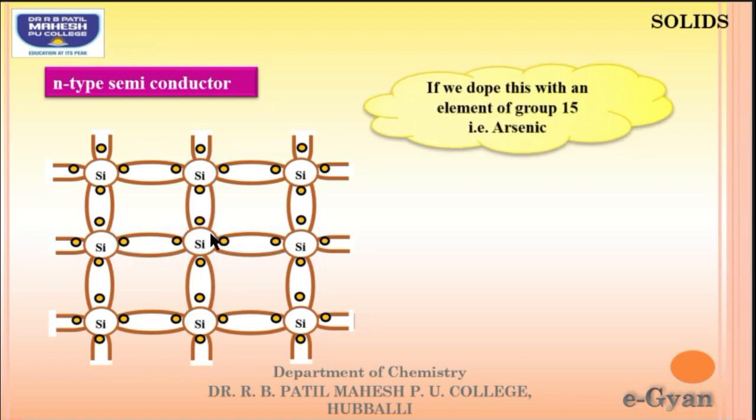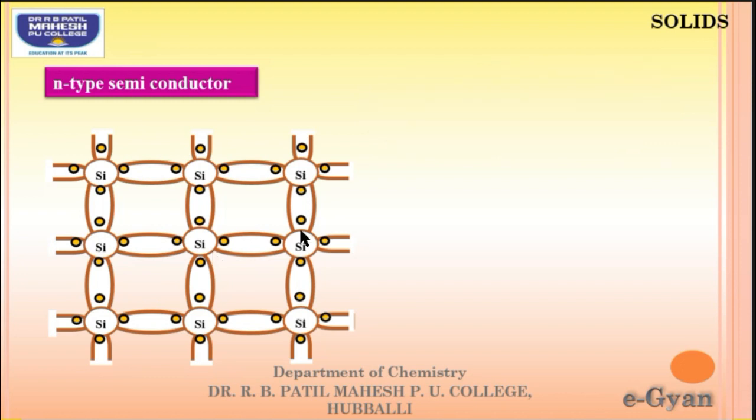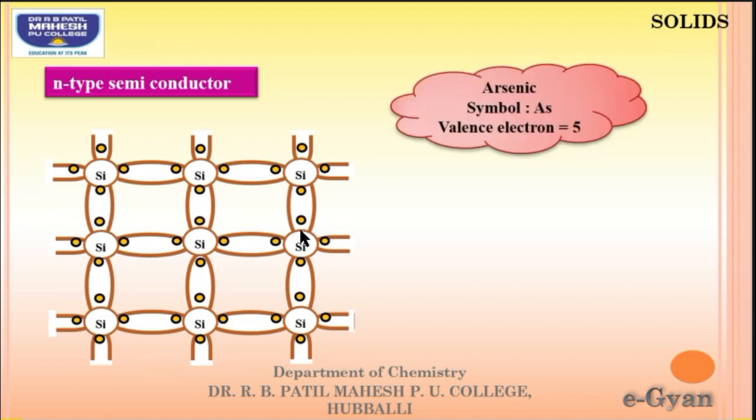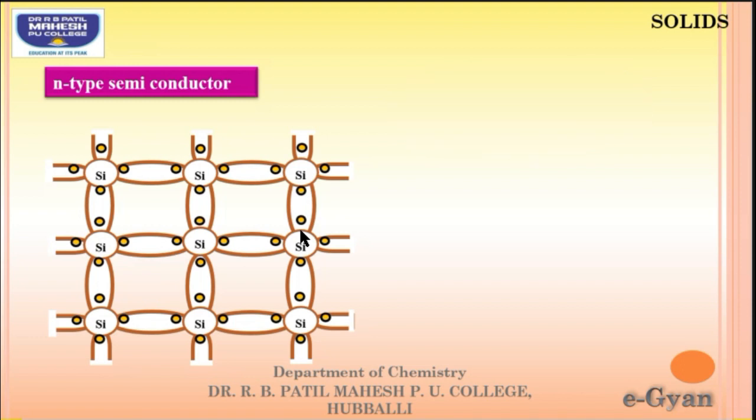If we dope with group 15, that is arsenic, whose atomic number is 33, and it contains a total of 5 valence shell electrons. Now, I replace the silicon with arsenic, and the 5 electrons I have placed in red color. Now, you can see one extra electron is there, which is a free electron.